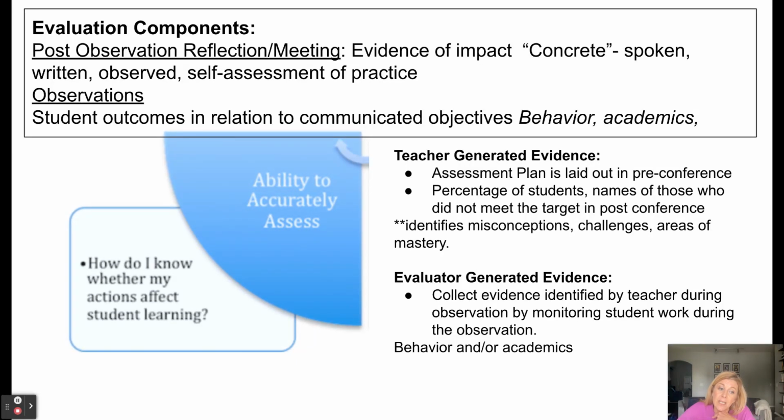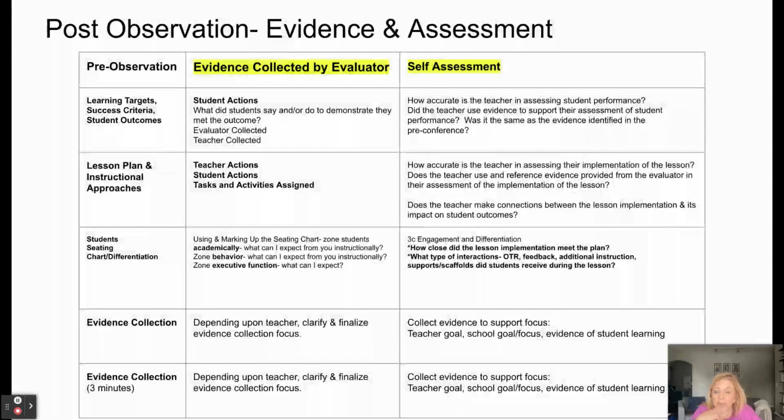But we also have to be able to do that as evaluators. And so the post-observation reflection meeting and the observations are really critical in that assessment practice. But again, you have to have evidence in order to move into this section of reflection. And so the teacher is generating part of that evidence, as I explained in the last slide, and then the evaluator is also generating evidence. And this is a partnership. So both bodies of evidence are going to inform the assessment of practice.